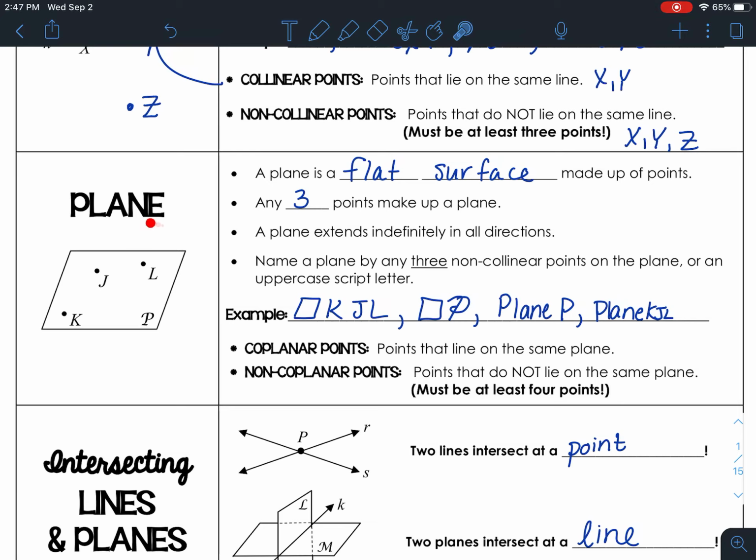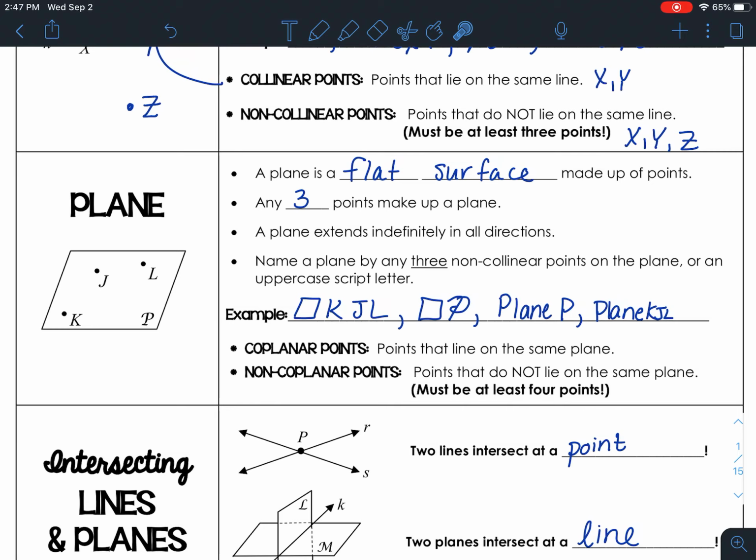So for example, here's our little diagram. So we can either say plane, we're going to use this as the symbol for plane, so plane KJL, because those are 3 letters that are non-collinear. We can use plane P, because that's our little script guy right here. You'll usually find that in the corner somewhere. Well, again, we can write plane P, or we can write plane KJL. You can pick any 3 points again. And they can be in any order. So you could have said LJK, you could say LKJ, as long as you got 3 non-collinear points.